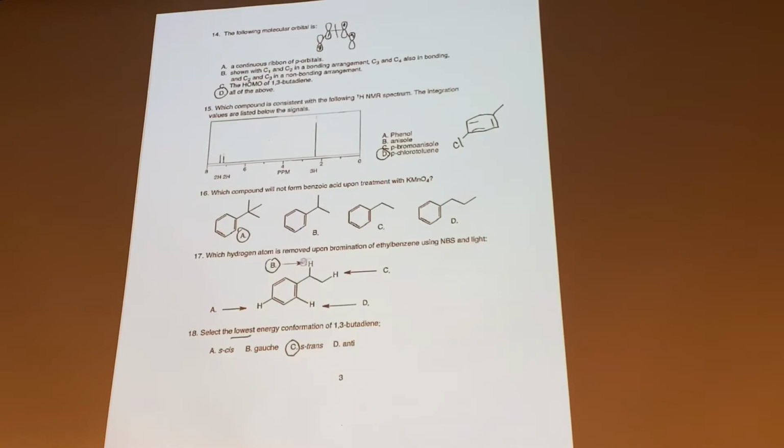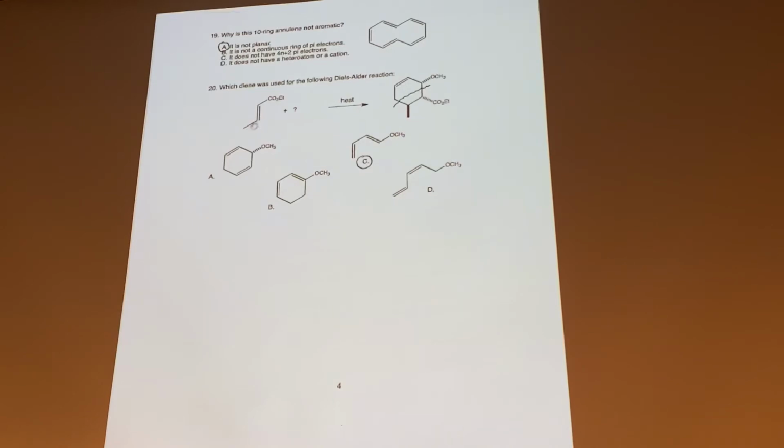Which hydrogen atoms are removed upon bromination? Well, it's the benzylic one, B, right? Low energy conformation of butadiene, s-trans, okay? Not aromatic because it's not planar. These two hydrogens point at each other, so they get away from each other. That puckers that molecule away from planarity.